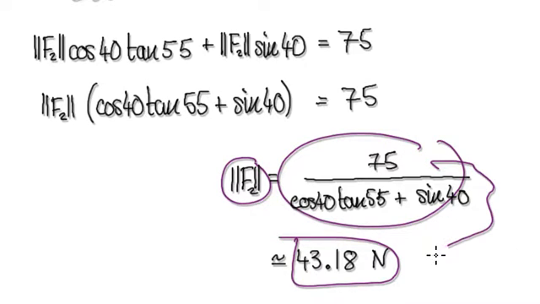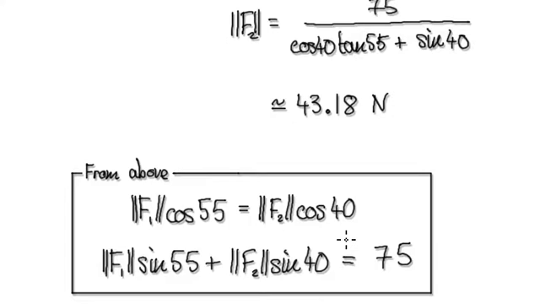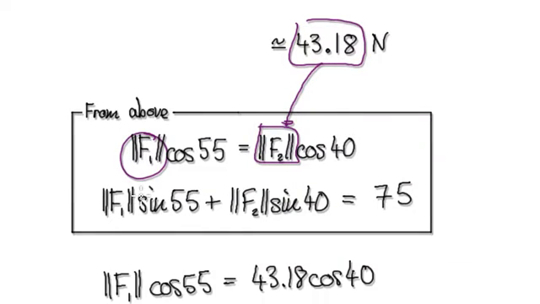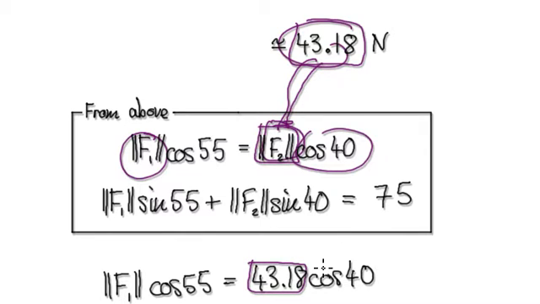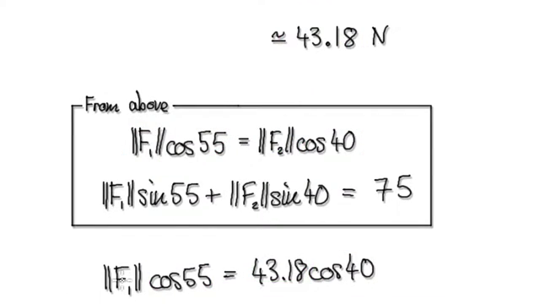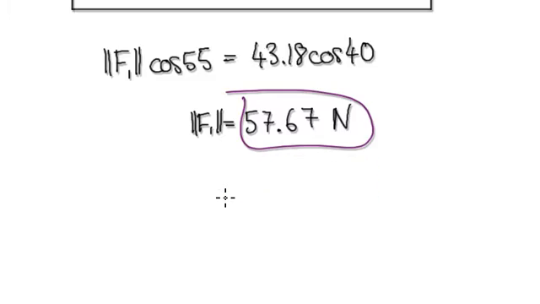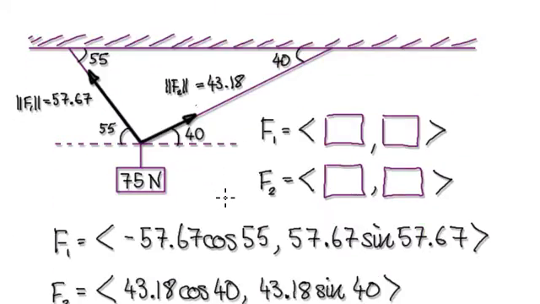So from here, jump to a calculator. That will give you this. Now that we've got f2, we can put this into f2 here to work out f1. Putting this into here, that will give us this. So now you've got your cos 40, cos 55, and so on. So f1 equals this.